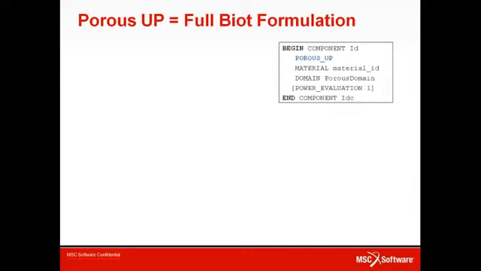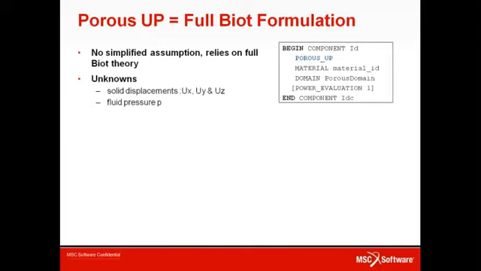Let's now consider the different porous models that are available in Actran. The first one is the so-called porous UP model. This model is the most complete one, and no assumption is made on the equations of Biot. Each node of a porous UP finite element carries 4 degrees of freedom, meaning that there are 4 unknowns that are solved by the algebraic solver implemented in Actran. These 4 unknowns are the solid displacement in the 3 directions, and by solid displacement one means the skeleton displacement, and then the fluid pressure within the pores.